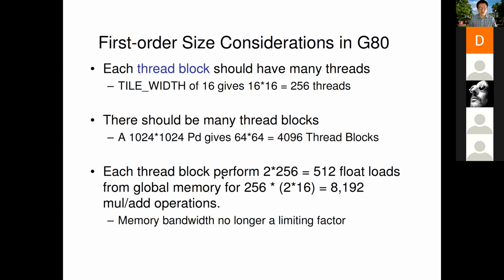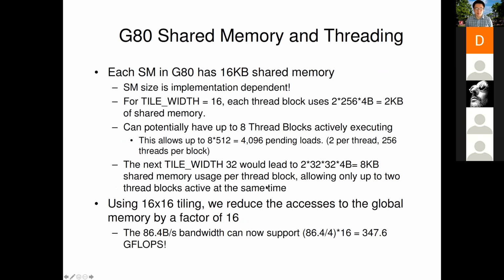You can think about each thread block performing 2 times 256, about 512 float loads from global memory. And there are how many multiplications and additions here? So memory bandwidth is no longer a limiting factor. You can calculate something here, right? So that means you try to use shared memory efficiently and avoid the memory bandwidth limit for the matrix multiplication application.